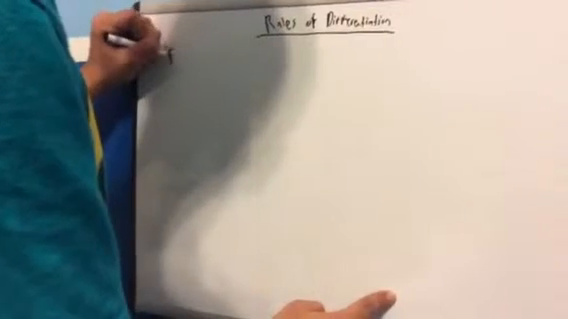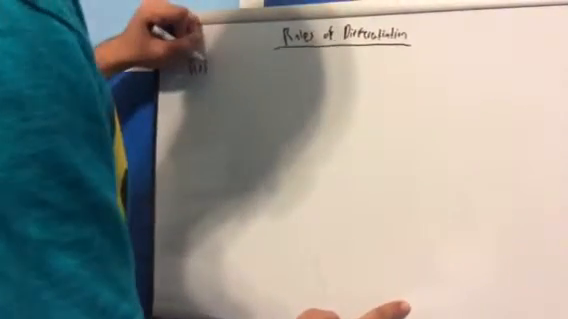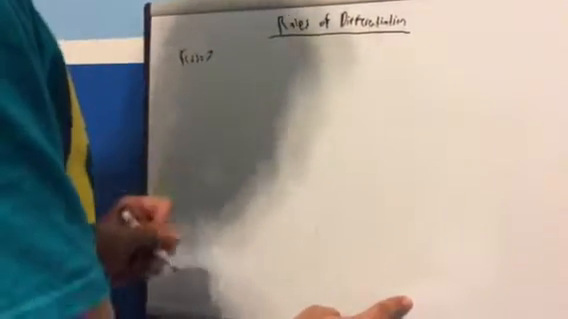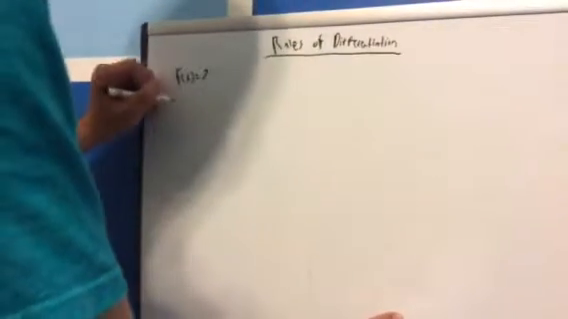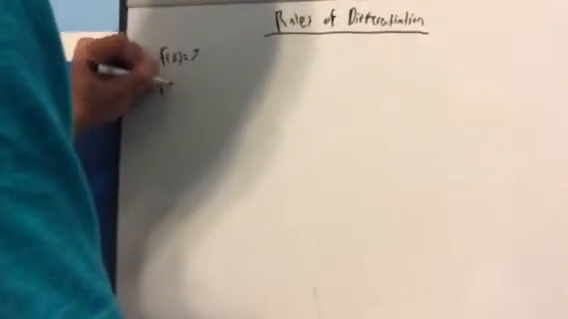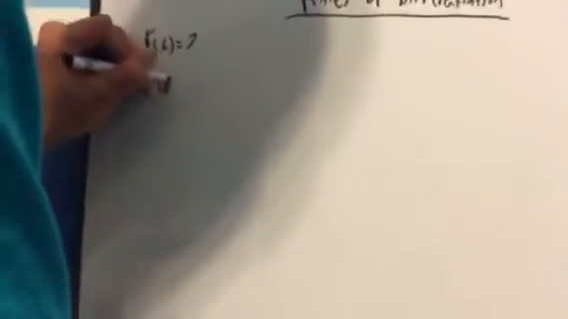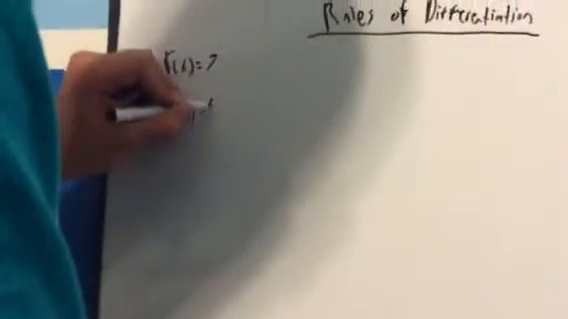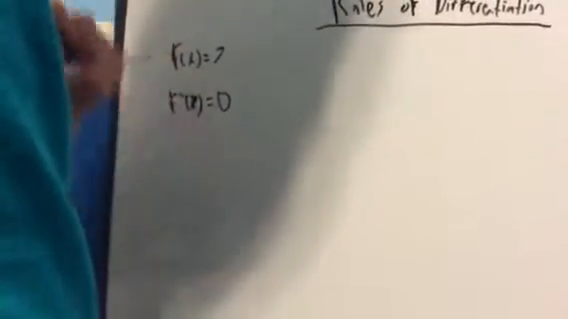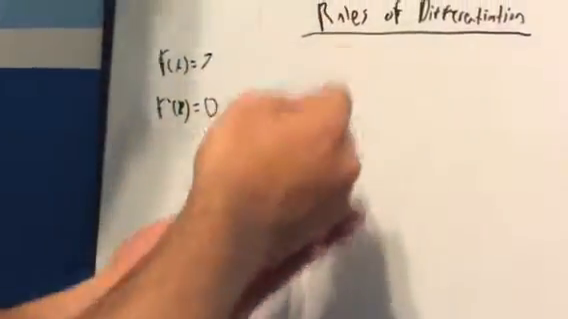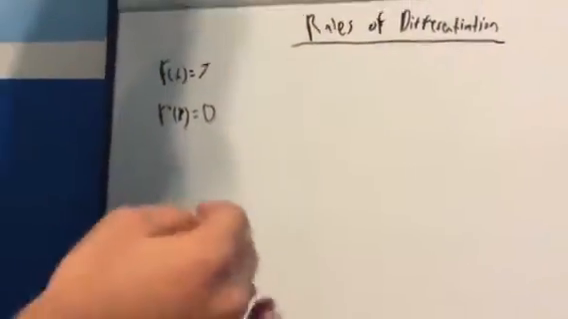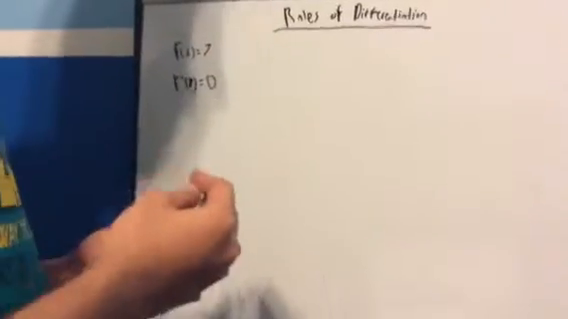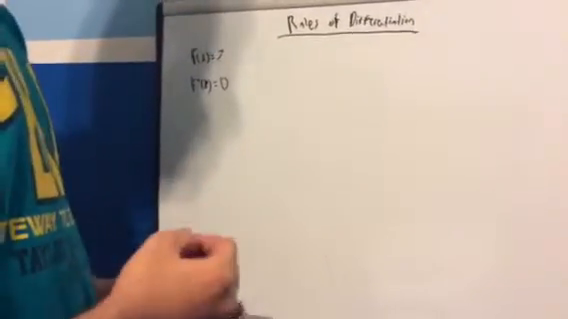So let's say I had the function f of x is equal to 7. 7 is a constant number. So the derivative of f of x at 7 is going to equal 0. That's basically what the constant rule says. And also, before we start the rest of the lesson, I have to define what a derivative says. A derivative basically just tells you the slope of the secant line.